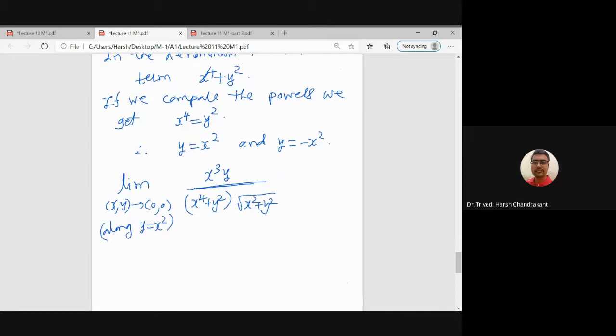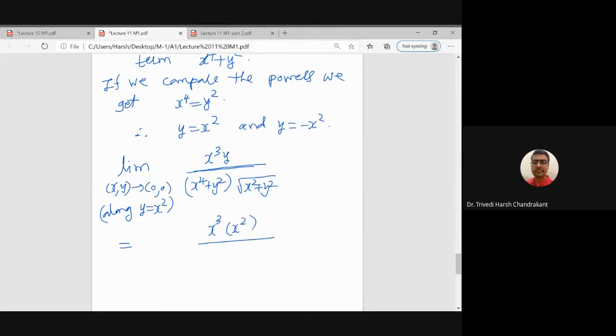If we find this limit, we need to substitute y equals x square in this limit. So if we substitute y equal to x square, we get x power 4 plus x power 4, times square root of x square plus x power 4. And now the limit is only in the x variable, that means we will take x approaches 0.